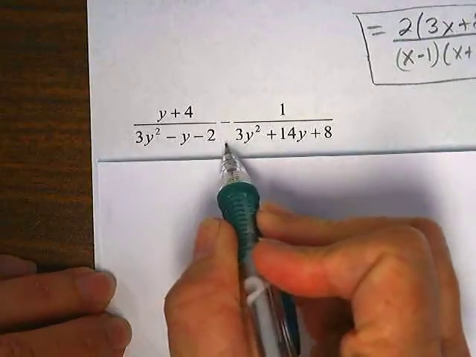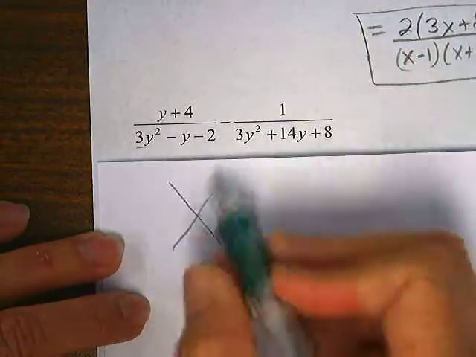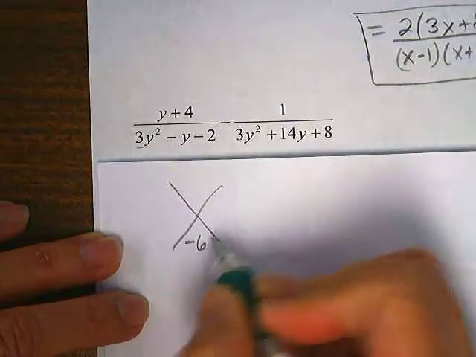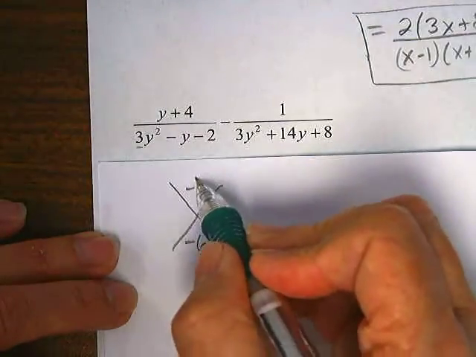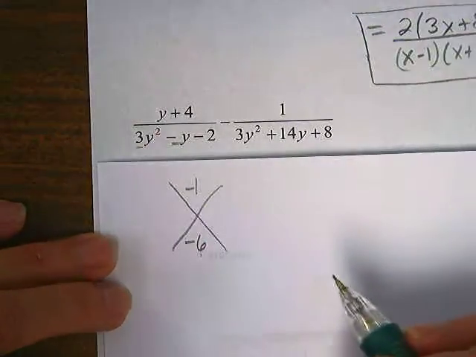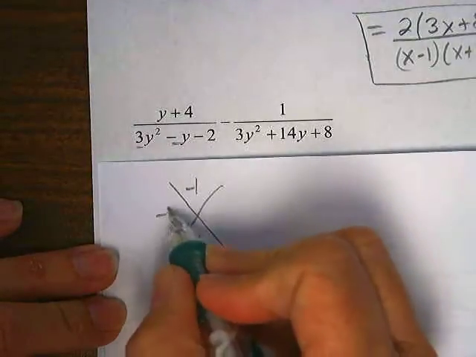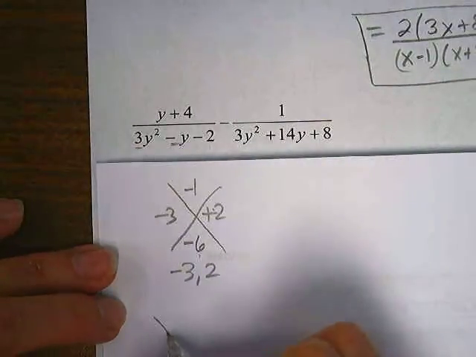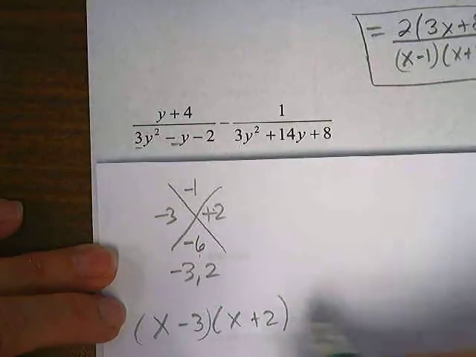I need to factor this denominator. And notice my a value is not 1. So I need to multiply 3 times negative 2, and I get a negative 6. So I need factors that multiply to negative 6, but add to negative 1. Okay, so negative 3 and positive 2 give me the right combination. So I would have x minus 3 times x plus 2.